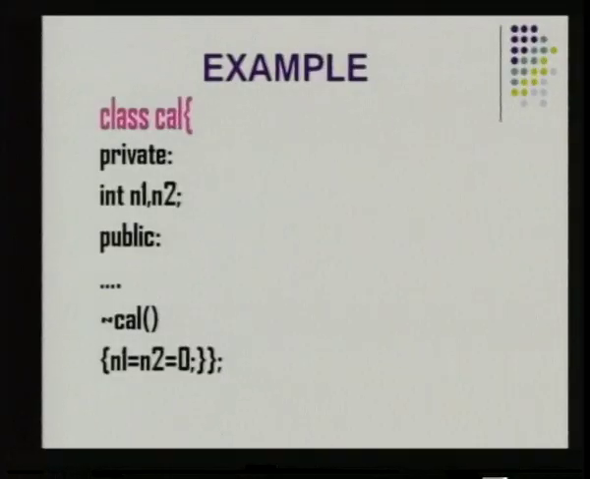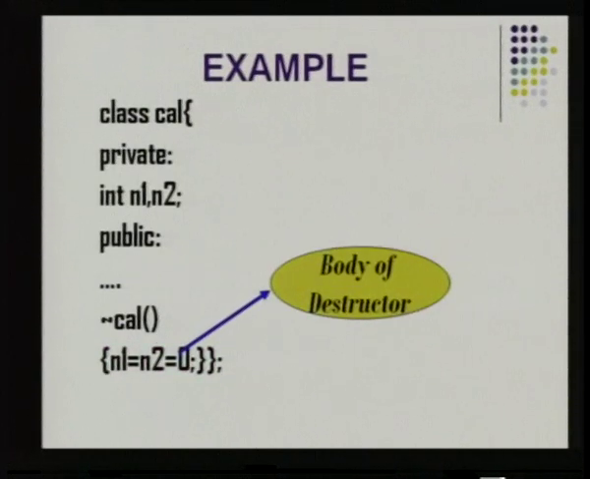Now, we will see how these destructors are included in the program. You are having a class called CAL, you are opening the body of the class, you are having two private integer data members N1 and N2, you are having the public keyword and you are having some functions. I have just mentioned it using these dots. This is just a skeletal view, and here you are having the destructor declaration. It has the same name as the class CAL followed by opening and closing brackets prefixed with a tilde symbol. And here N1 = N2 = 0. This is nothing but the body of the destructor.